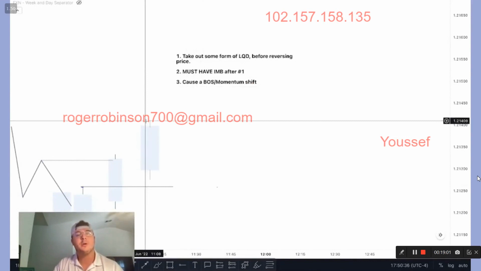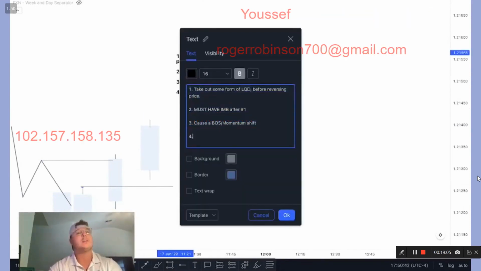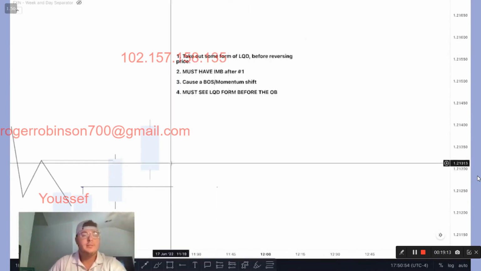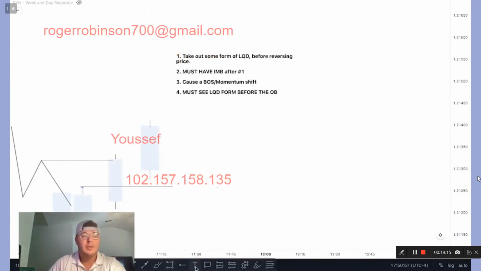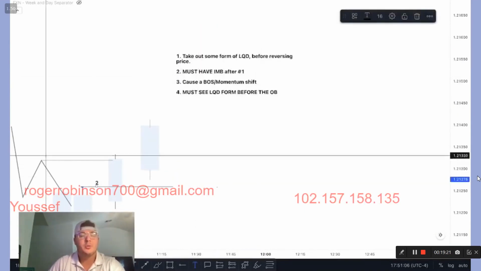So after we have this momentous push, the last and one of the most important things, as we're going to get into as the videos continue to be released throughout the order block section, is we must see liquidity form before the order block. So yes, we have the imbalance. Yes, we have the liquidity sweep. We have our 1, we have our 2, the imbalance. Our 3 is going to be the break of structure momentum shift.